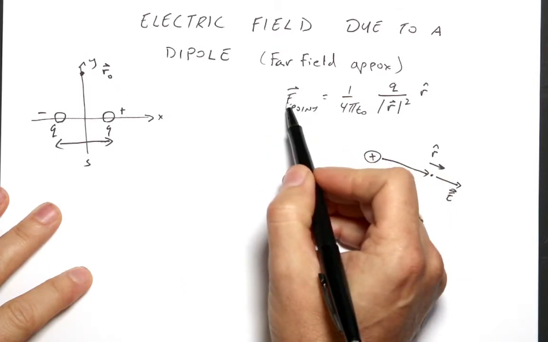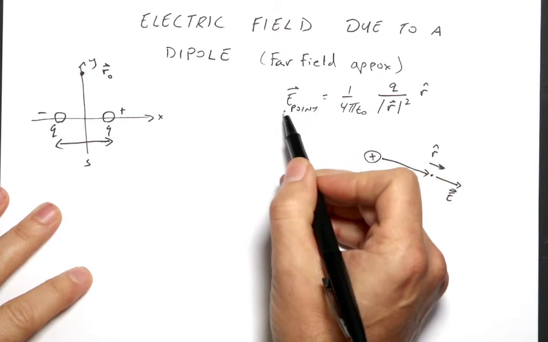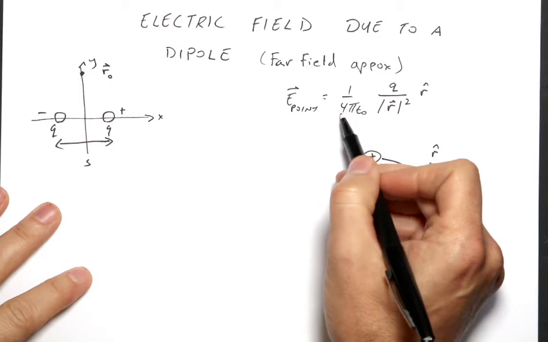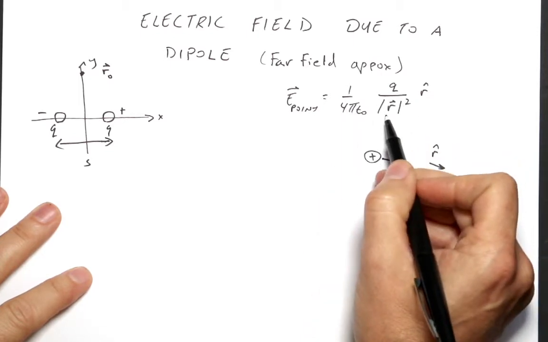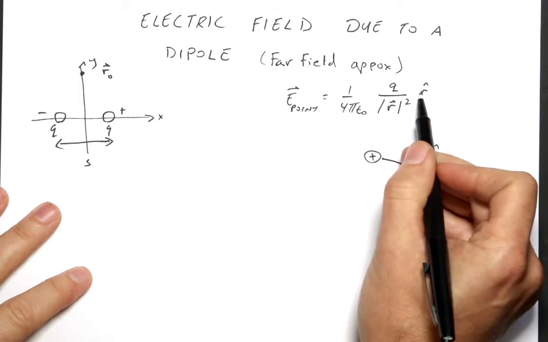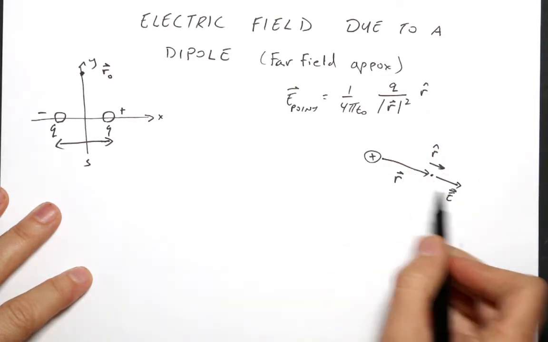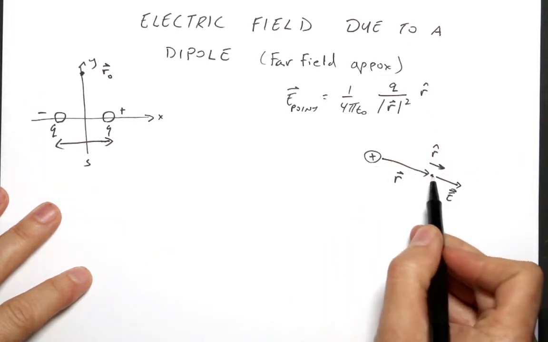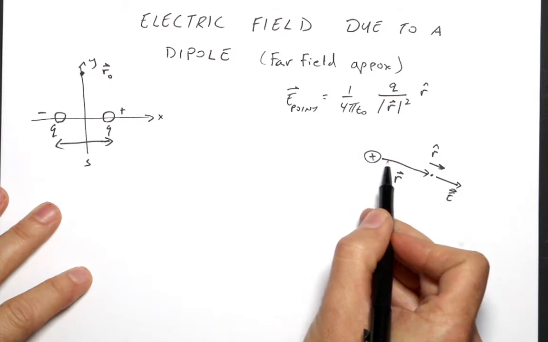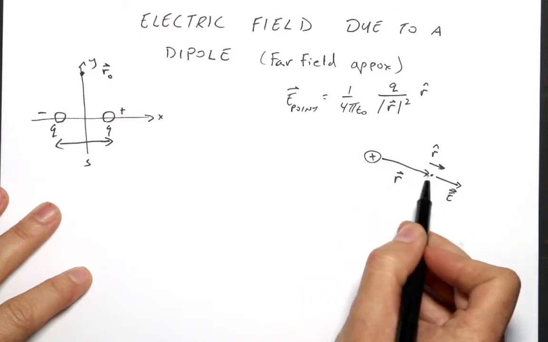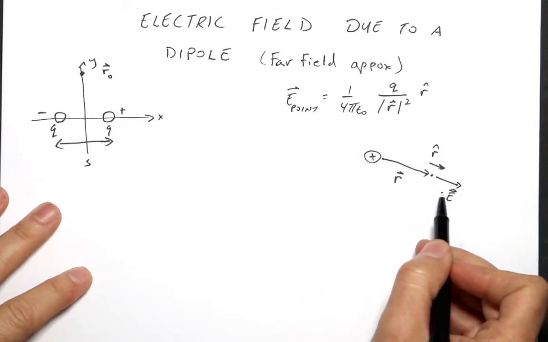And so I have the electric field due to a point charge is 1 over 4 pi epsilon naught Q over the magnitude of r times the unit vector r hat. So if here's my point charge and there's my observation location, then this is the vector r from the point to that observation location, and then you can find the electric field.